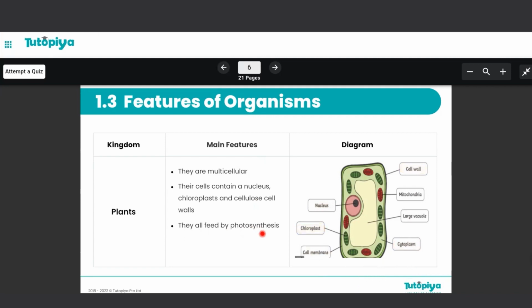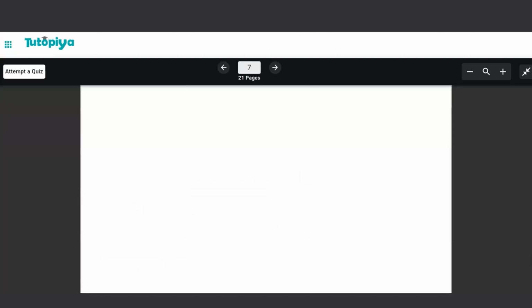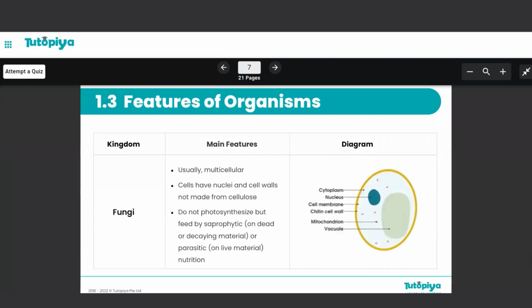So next, let's take a look at our third kingdom, the fungi. All right, so let's take a look at kingdom fungi. Let's take a look at the main features. So fungi too are usually multicellular. They have cells having nuclei and cell walls not made from cellulose.